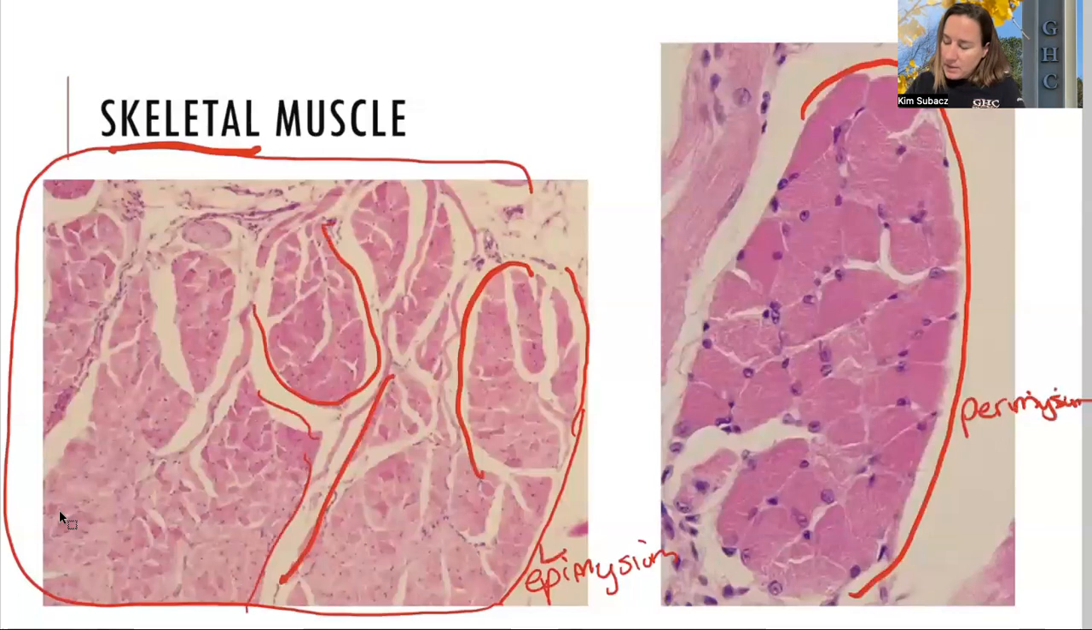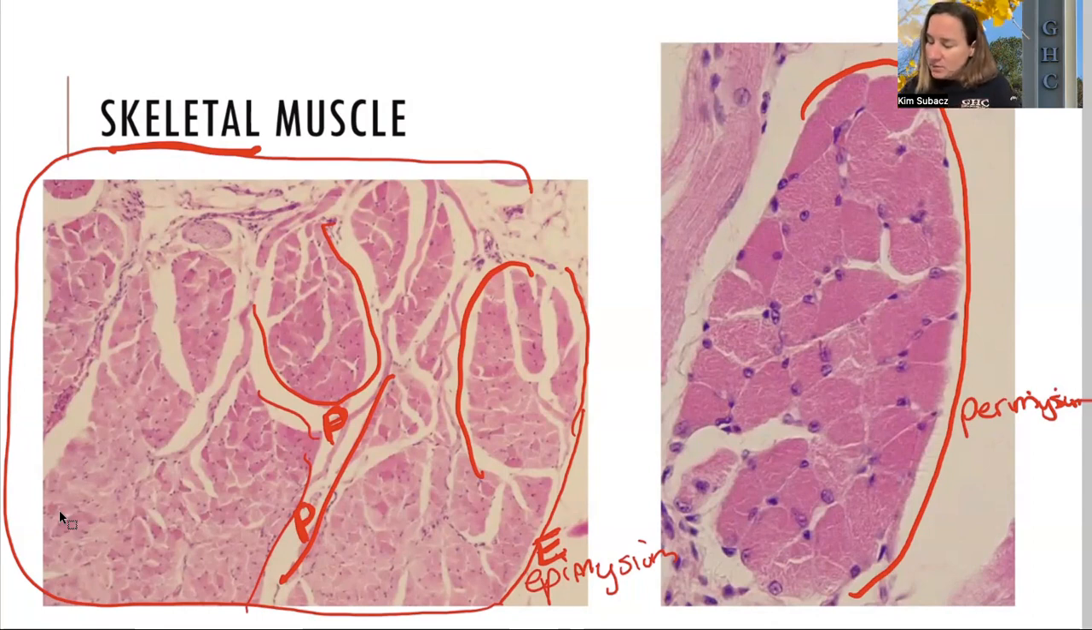So epi is on the outside of the whole muscle. Peri is going to be around each of the fascicles and the gaps in between the fascicles. Each little bundle is a fascicle. This around the fascicle, the little spaces in between the fascicles, perimysium. And then when we get down to an individual muscle fiber, an individual muscle cell, those guys are going to have endomysium. So if we look within this fascicle, this whole thing is a fascicle.